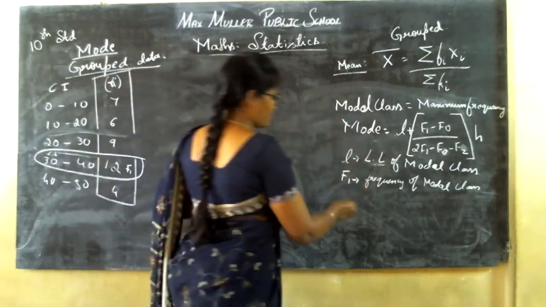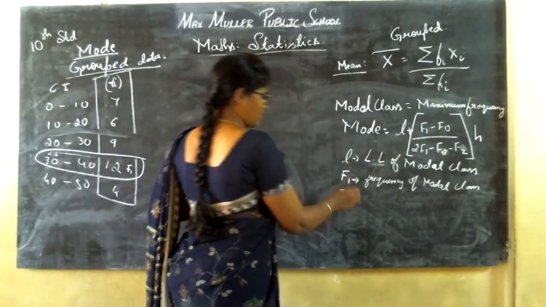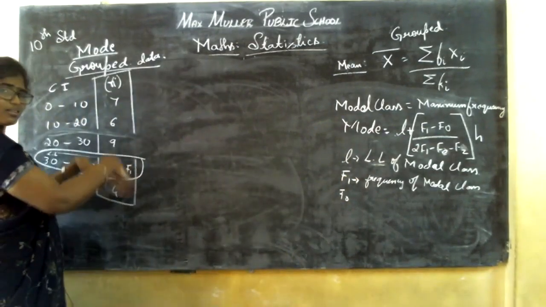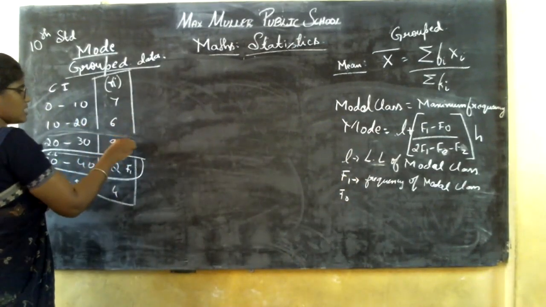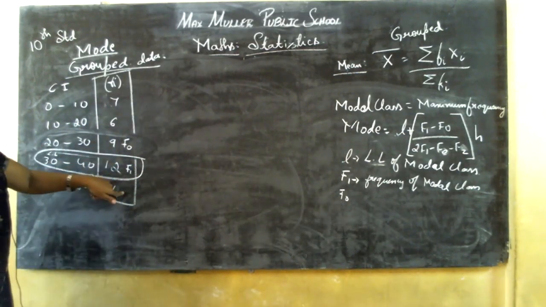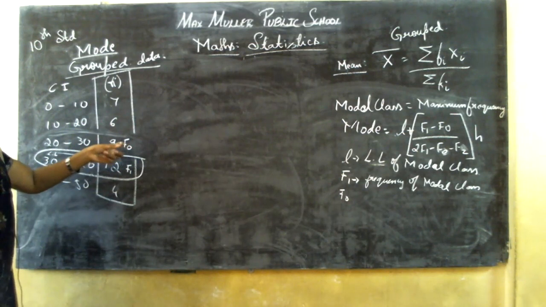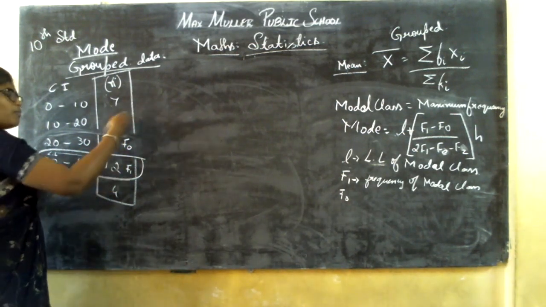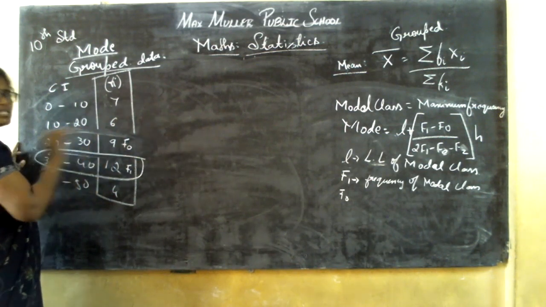Then, what is that F0? After 0, 1 comes, right? So, before 1, 0 is there. This is the F0 value. Correct? Before 1 there must be 0. So, F0 is, above the model class frequency you have, whatever the frequency is, that is F0.